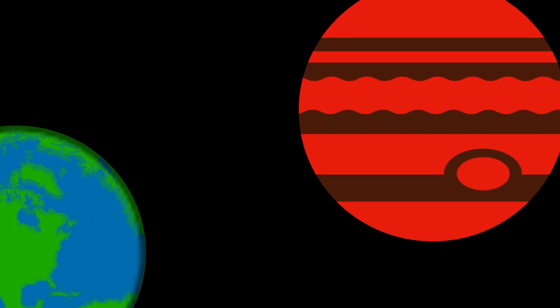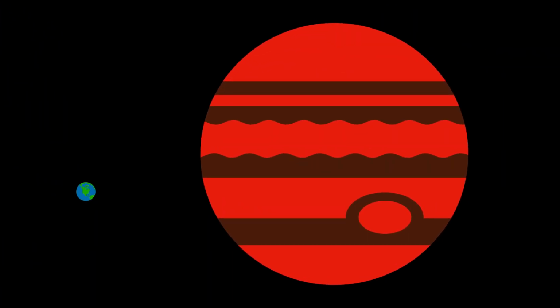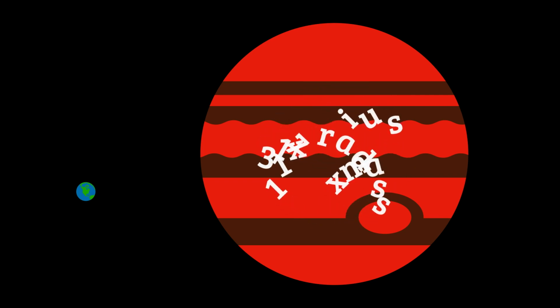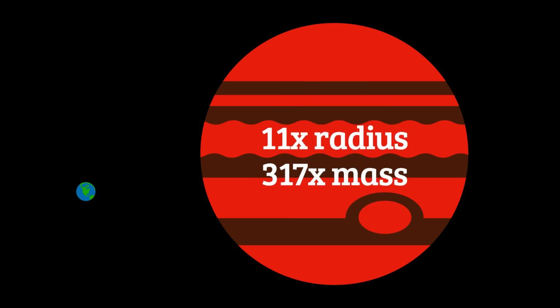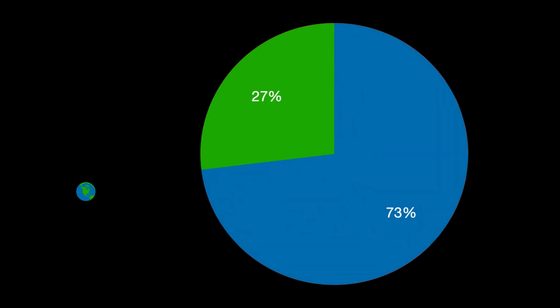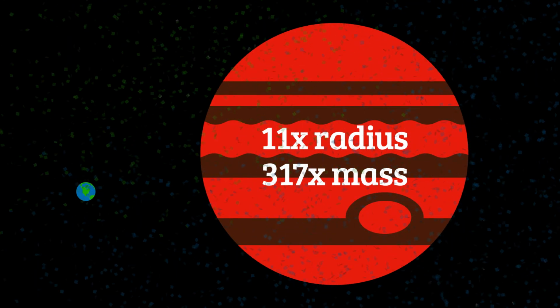Okay, so to start, let's look at our planet Earth. Not to learn anything, just to get a sense of view. So let's zoom out, and we get to the planet Jupiter, the biggest planet in our solar system. It is about 11 times Earth's radius and 317 times its mass. It is basically made up of the same things as our sun, about 70% hydrogen and 27% helium.